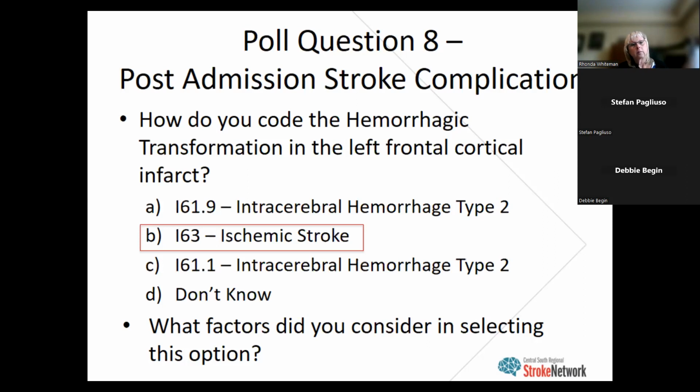You can send in a query to CIHI with that particular documentation, and you'll get the guidance. But we have to be very careful of which complications we report, and report them only if it truly is a complication.